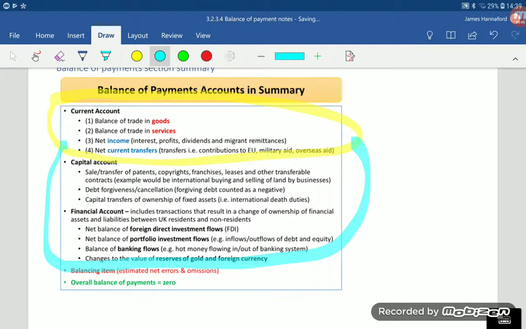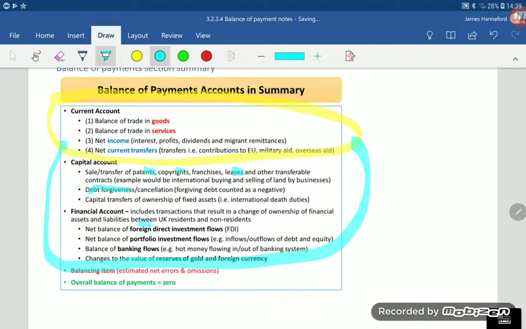So for instance, the capital account, we have got patents, copyrights, leases, contracts. We have debt forgiveness, so when wealthy countries cancel their debts to poorer countries. Arguably this doesn't happen enough, but that's another story for another day. We have, for example, capital transfer of ownership of fixed assets, so that might be like properties or something like that. We then have financial accounts.